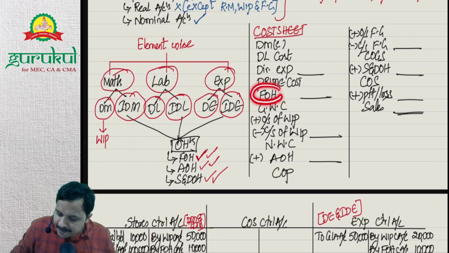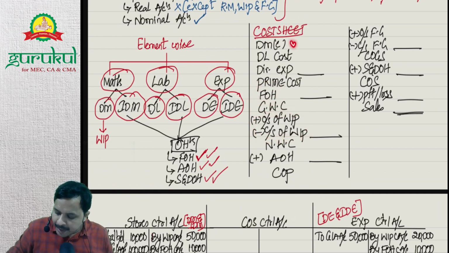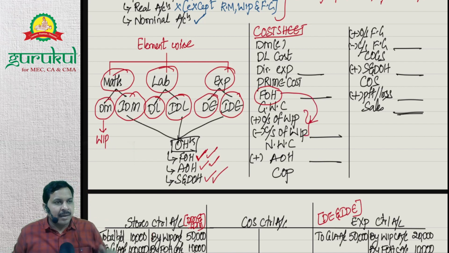Factory overheads is part of which cost? Work in progress. So direct material, direct labor, direct expense, and factory overheads. So in work in progress valuation, we will include what? Factory overheads. Therefore, whenever a question says factory overhead absorbed, we transfer to which account? Work in progress account.